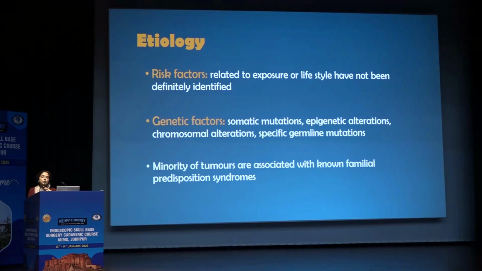If we talk about the etiology of PitNETs, risk factors related to exposure or lifestyle have not been definitely identified yet. However, many somatic mutations, some epigenetic alterations, some chromosomal alterations, and a few specific germline mutations have been found which are associated with PitNETs. A minority of tumors show specific germline mutations that are associated with known familial predisposition syndromes like MEN type 1, MEN type 4, neurofibromatosis, tuberous sclerosis, Lynch syndrome, and the list is a long one.